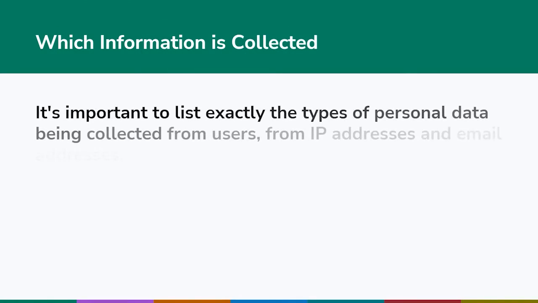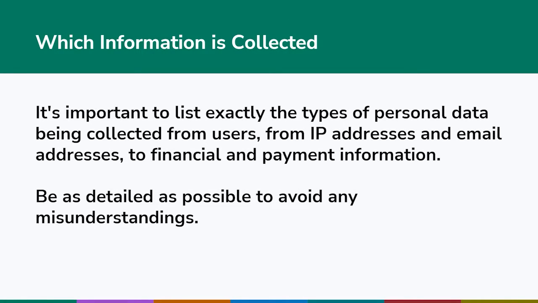What should a privacy policy include? Although your privacy policy will need to be customized to fit the kind of business you are running, some topics are necessary for any website or mobile app. Here are the basics. Which information is collected? It's important to list exactly the types of personal data being collected from users, from IP addresses and email addresses to financial and payment information. Be as detailed as possible to avoid any misunderstandings.